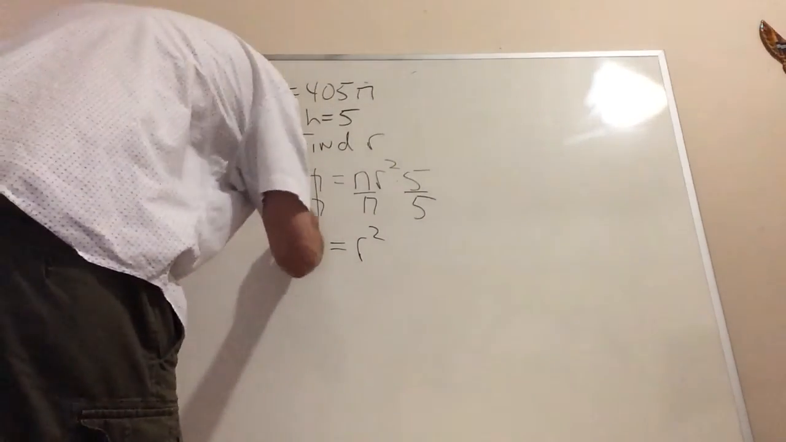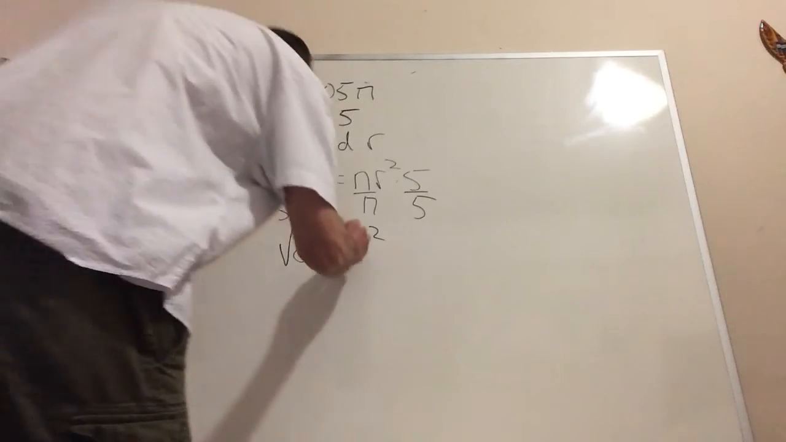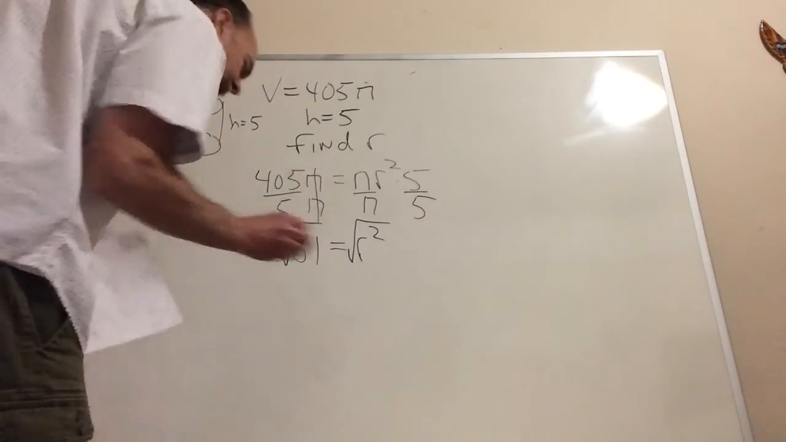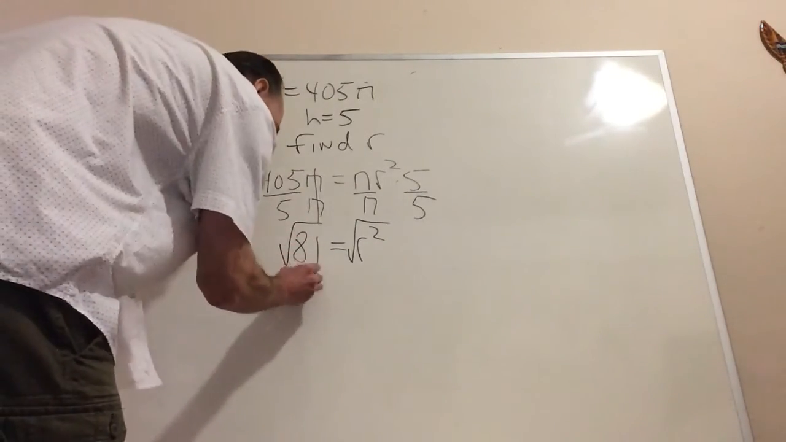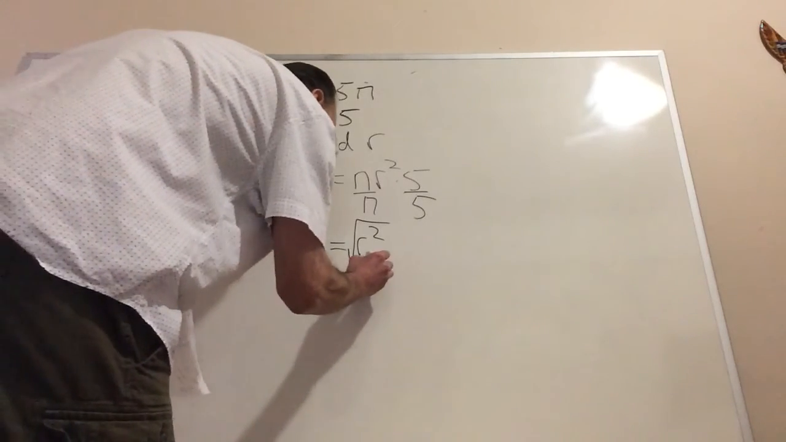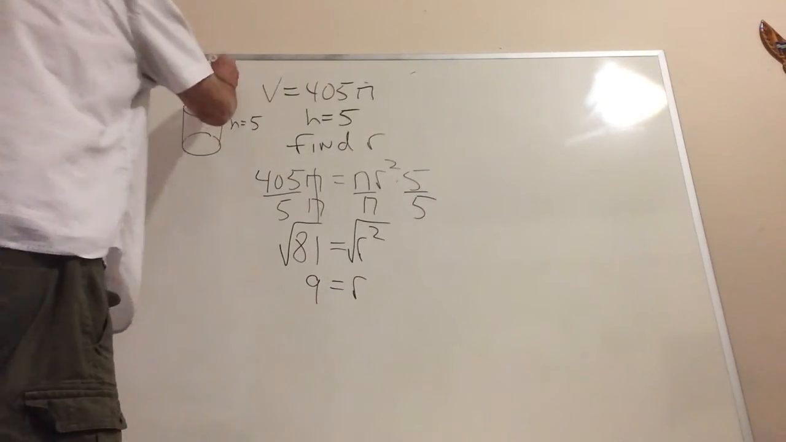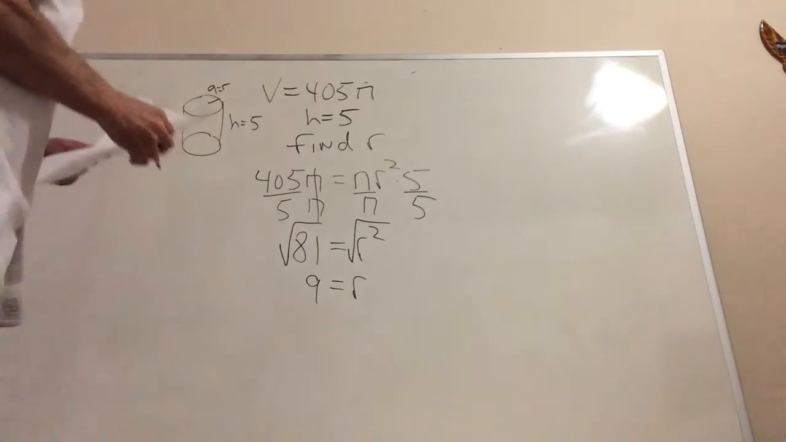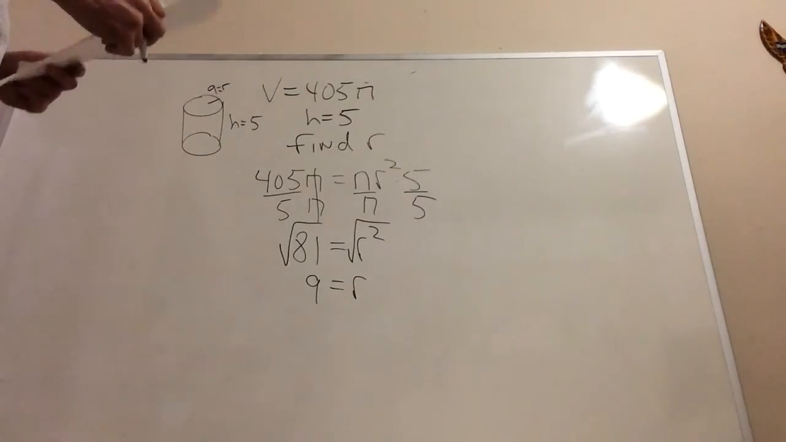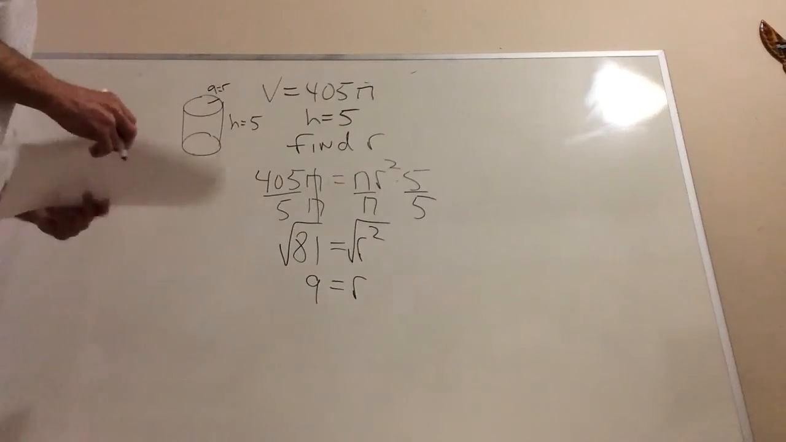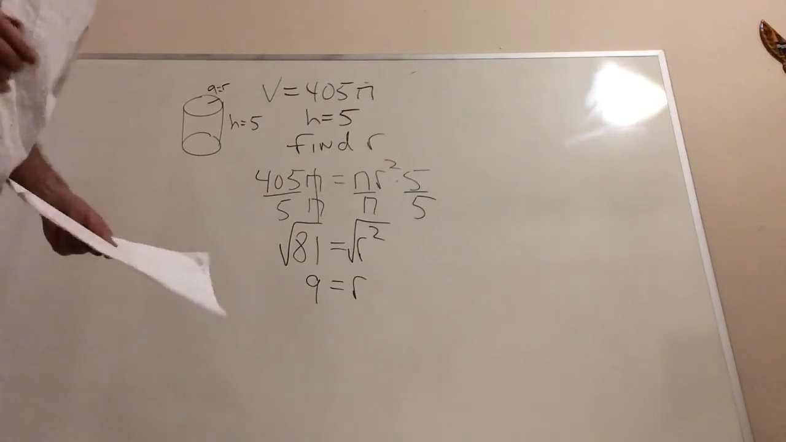So I take the square root on one side, take the square root on the other side. As previously explained, you need to know your perfect squares. So 9 equals r. And in this particular problem, if we work backwards, you can do the problem, and you'll end up with 405 pi, obviously in terms of pi. So where am I now?